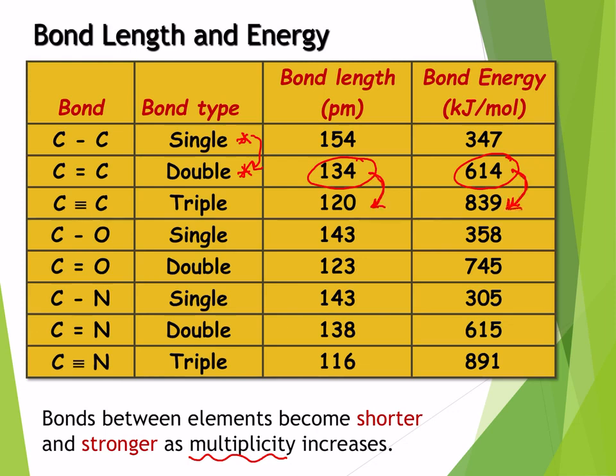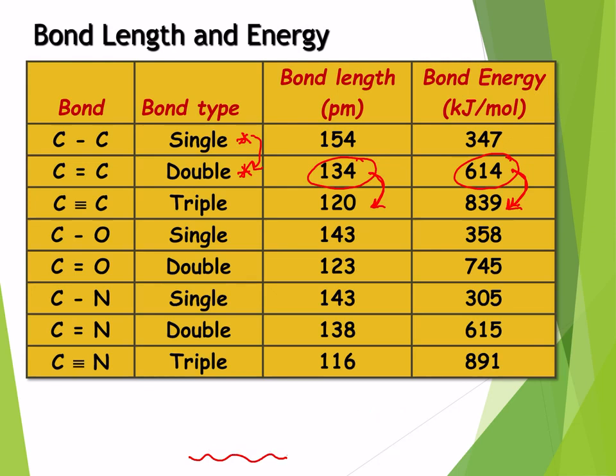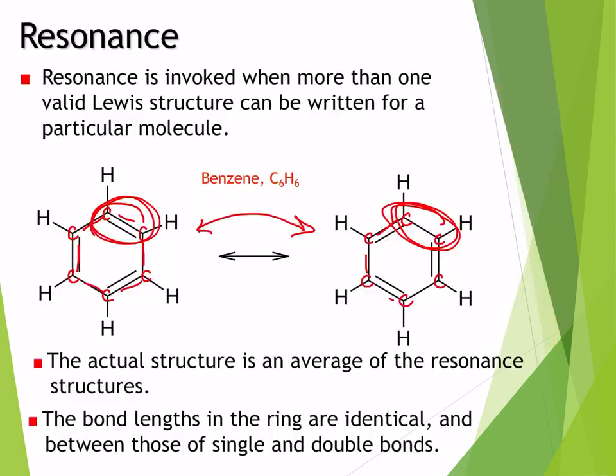So as the number of bonds between the elements increases, as multiplicity increases, the bonds become shorter and stronger. Okay, so that's why when we were looking at benzene, we can use spectroscopy and see that the bond length is somewhere between the bond length of a single bond and the bond length of a double bond. It's not as long as a single bond. It's not as short as a double bond, but it's somewhere in between. Okay, it's between a single and a double bond.